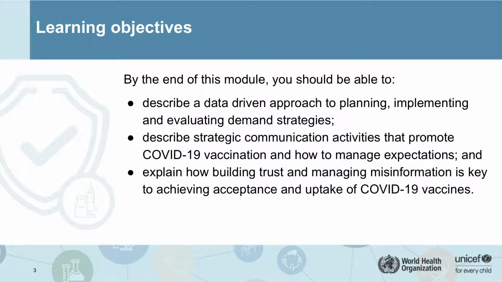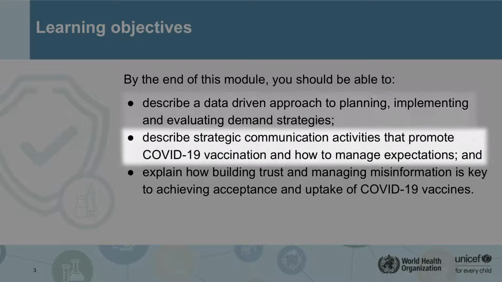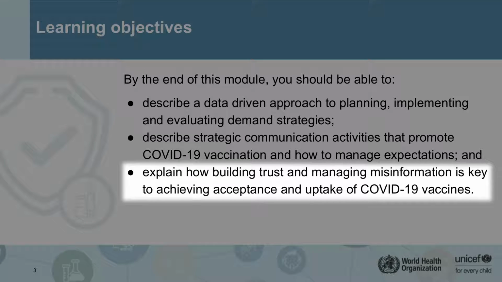By the end of this module, you should be able to: 1. Describe a data-driven approach to planning, implementing, and evaluating demand strategies. 2. Describe strategic communication activities that promote COVID-19 vaccination and how to manage expectations. And 3. Explain how building trust and managing misinformation is key to achieving acceptance and uptake of COVID-19 vaccines.